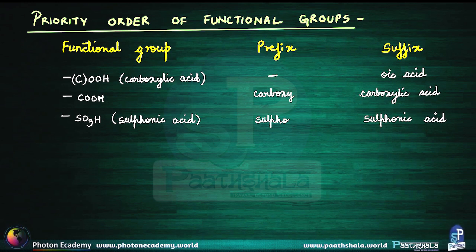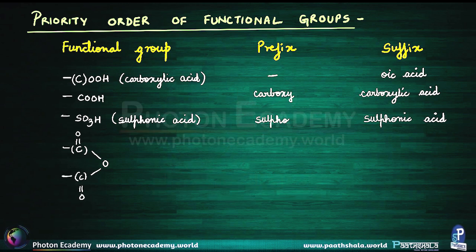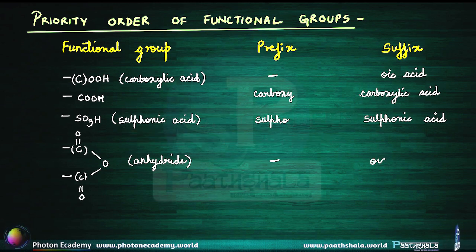Moving on, if we have, say, C double bond O, then again we have C double bond O. This is anhydride, of course, formed by the loss of water. So for anhydride, we don't have a prefix, and the suffix which we use is oic anhydride.